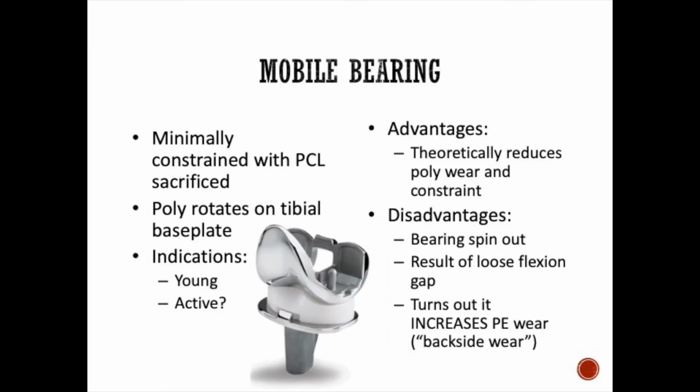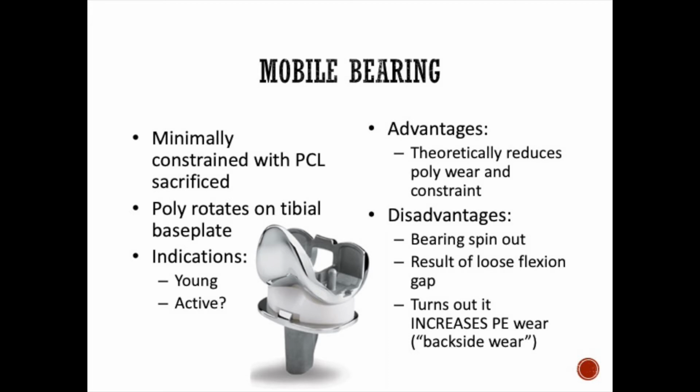The next thing is a fixed versus mobile bearing. So a fixed bearing is where the polyethylene snaps into the tibial platform. A mobile bearing is where the polyethylene floats on a very smoothly polished tibial platform, like in this picture here. So that polyethylene is free to translate and rotate on there, again decreasing the strain and constraint on the knee. The theory was this would allow for more normal mechanics and decrease polyethylene wear because things aren't so constrained.